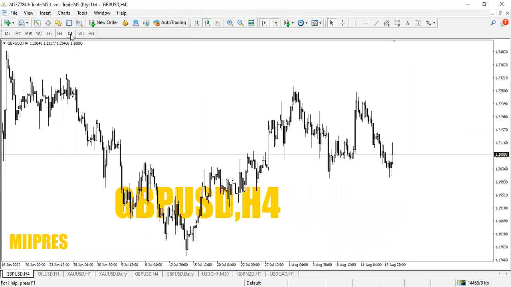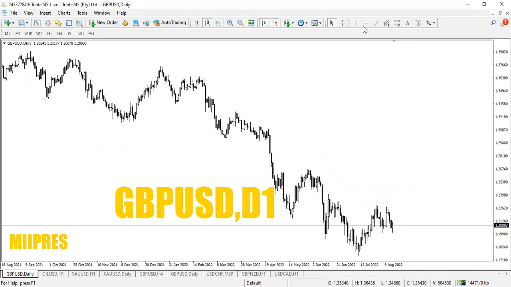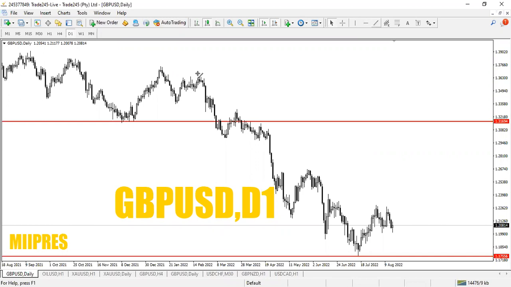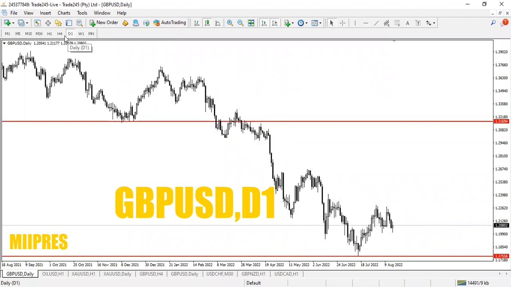If you zoom out, because you want to do a top-down analysis, you can see that the pound has been dropping and dropping and dropping. Now if you draw a trend line, you can actually see the pound has been dropping, and even if you draw a channel on this side over here, you can see that the pound has been dropping. Let's just leave that trend line thing.